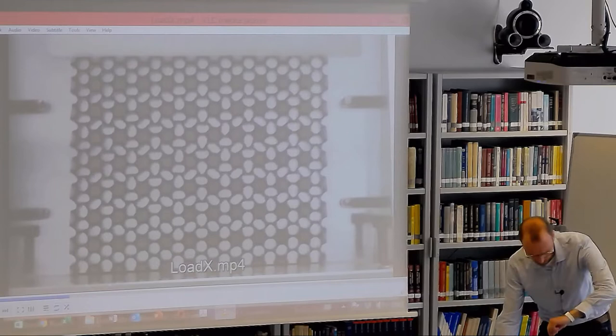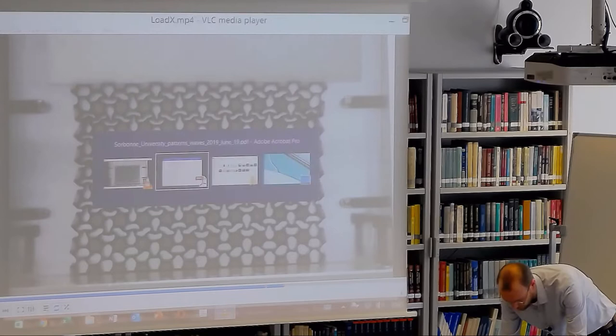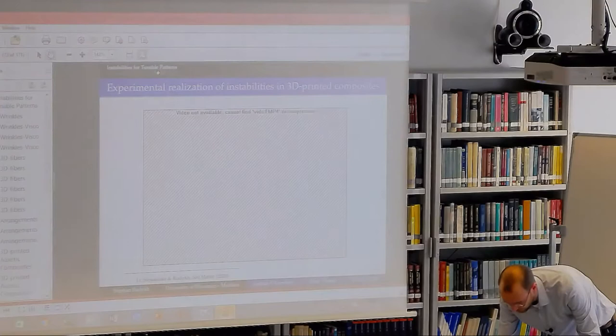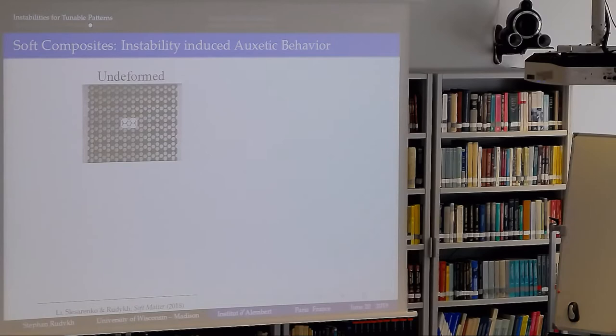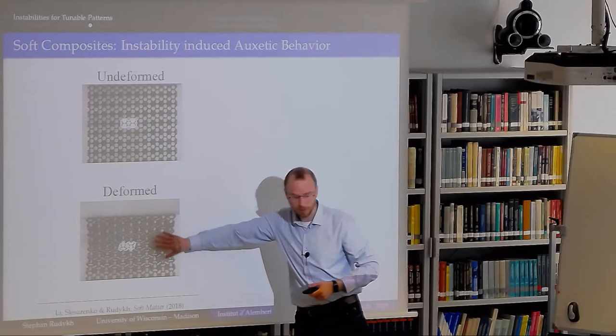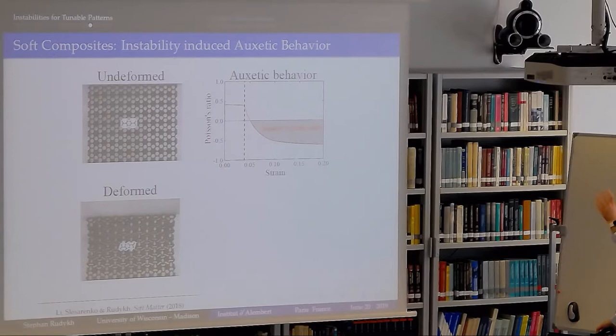Okay, I should go back to the slides. So schematically, this is what that looks like. There are lots of interesting things in between, but that defines the deformed state. And then if we measure the Poisson ratio, something that we can define as a Poisson ratio of an enlarged deformation, that will look like this.